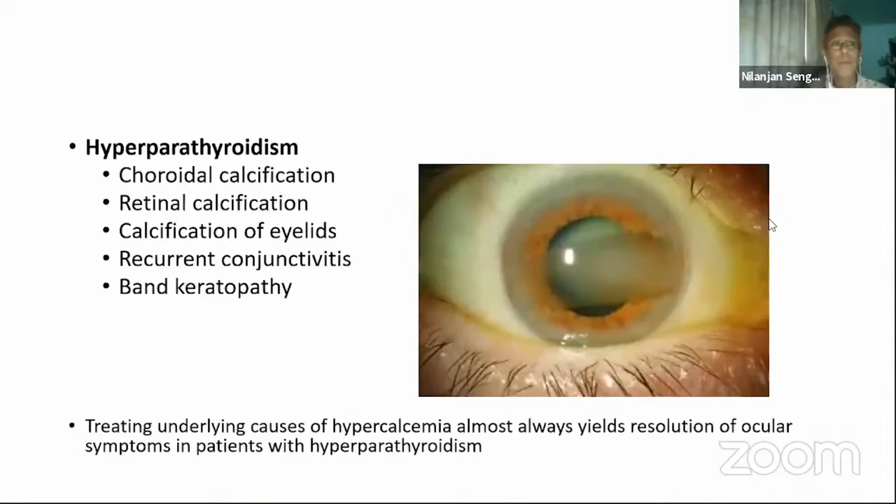Now we come to bone. In hyperparathyroidism, there may be ectopic calcification, both in hyperparathyroidism as well as hypoparathyroidism, because of alteration in the calcium phosphate ratio. This can lead to choroidal calcification, retinal calcification, calcification of the eyelids, recurrent conjunctivitis. But what can actually lead to visual impairment is the band keratopathy. So this is also because of deposition of calcium in the cornea. Band keratopathy can lead to visual impairment, and treating the underlying cause of hypercalcemia almost always yields resolution of ocular symptoms unless it's very severe.